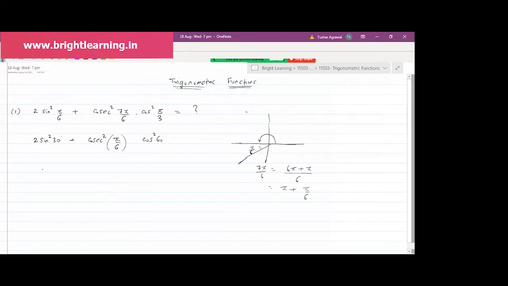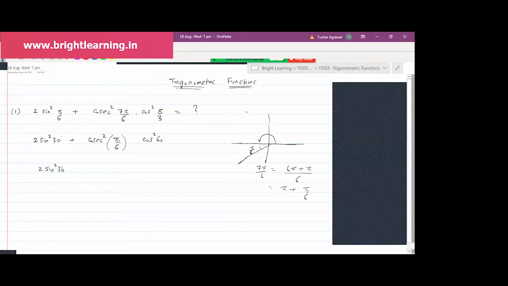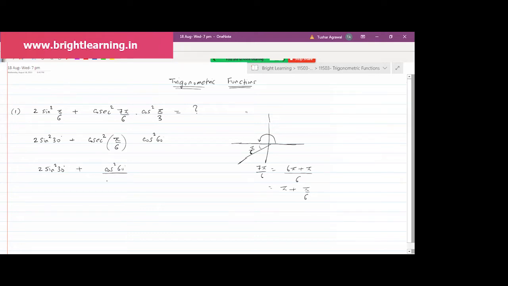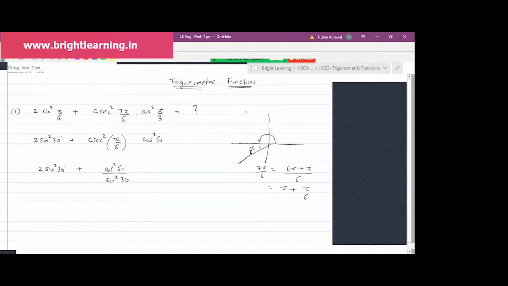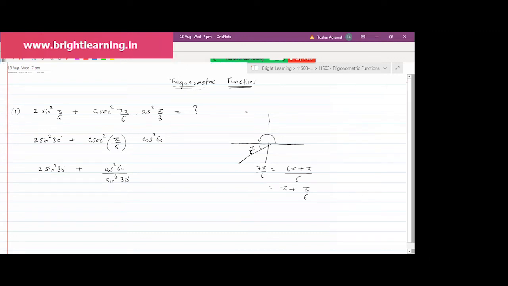Any doubt here? So the ratio becomes twice sine square 30 degree plus cos square 60 degree upon cosec square 30, which is actually 1 upon sine square 30 degree. Yes or no? Before substitution, I won't substitute 60 and 30 directly; I know the relation. Cos of 60 is sine of 30, the relation between theta and 90 minus theta. So cos of 60 is sine of 30, and I just substituted it.